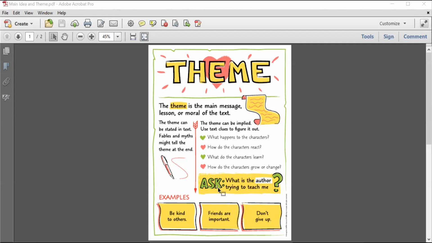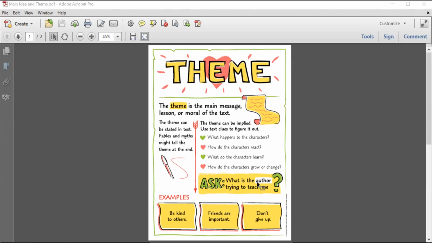Then, of course, ask yourself, what is the author trying to teach me? This is different from the author's purpose for writing, because that's persuade, inform, entertain, explain, or describe. This is what they want you to learn.